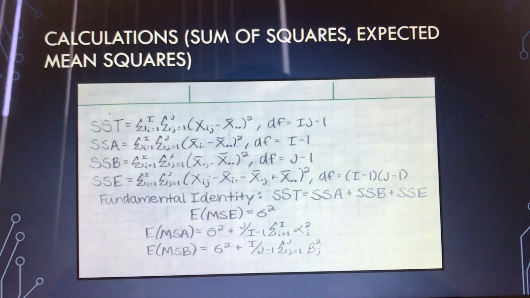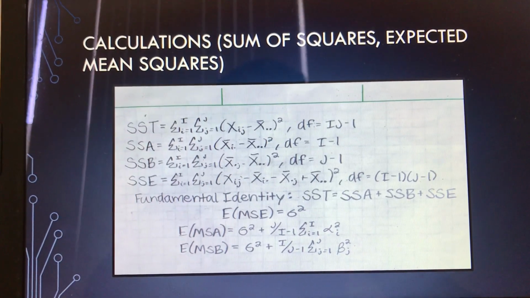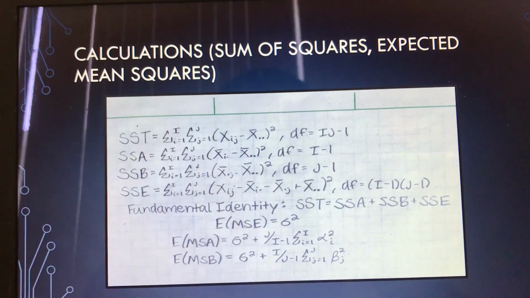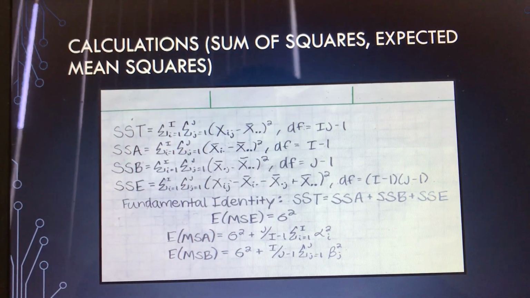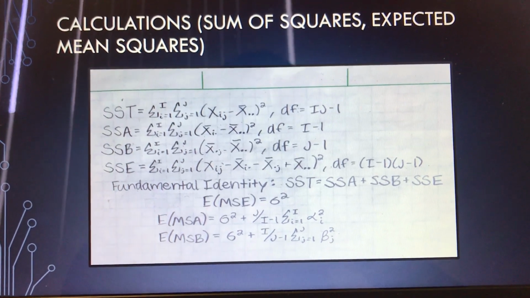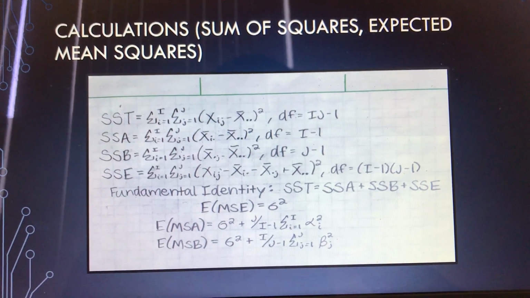The calculations in two-factor ANOVA with Kij equals 1 is very similar to that of single-factor ANOVA. The only difference is that you now have an individual sum of squares for factor A and factor B, along with estimated mean square values with A and B. The fundamental identity represents the added factor also, where you see that SST equals SSA plus SSB plus SSE.